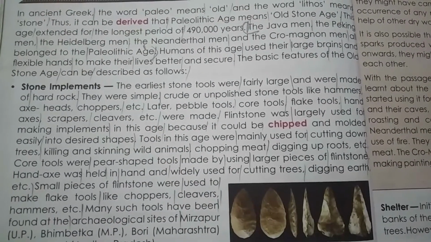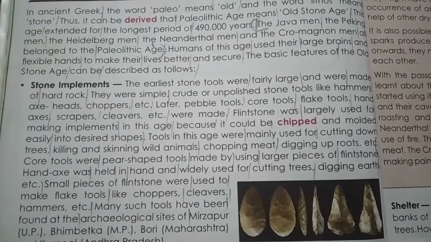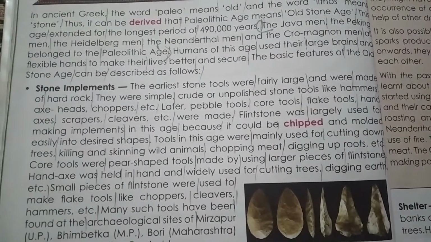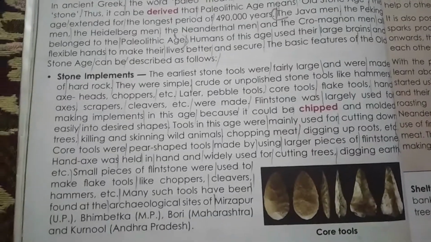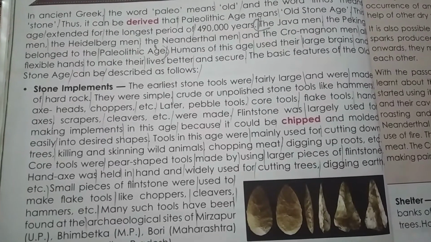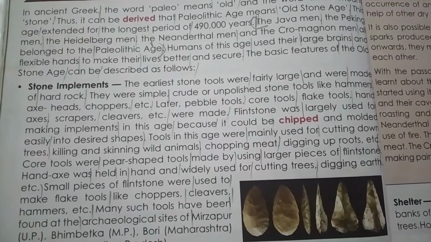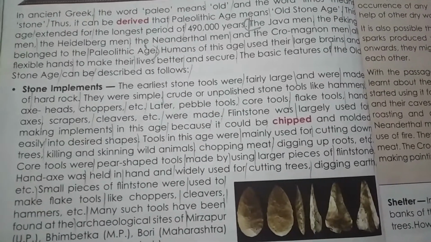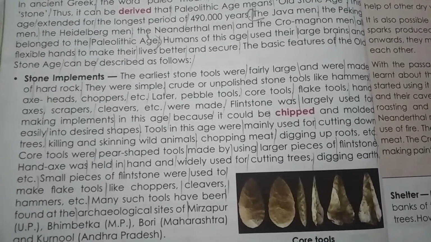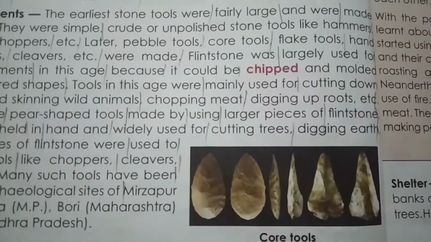So what are the tools they used? Nowadays we can see many kinds of tools, most of which are made out of iron metal. But in the older days they used only rock or stone weapons. They were very simple and unpolished stone tools like hammers, axes, choppers, etc. If we see the pictures, we can find that it is not that much shaped.